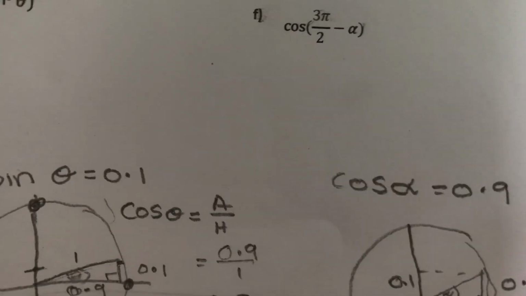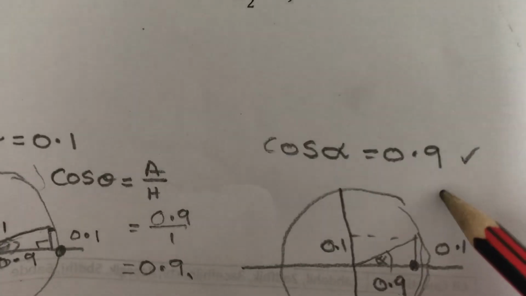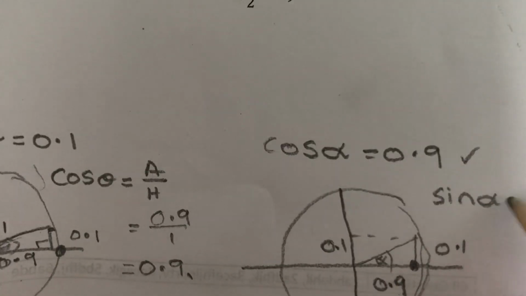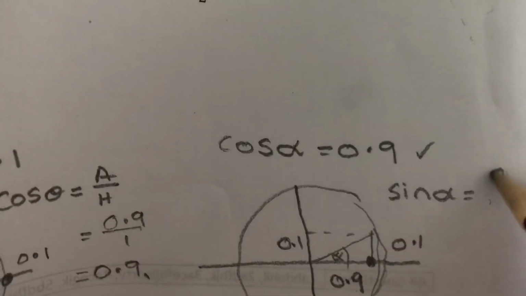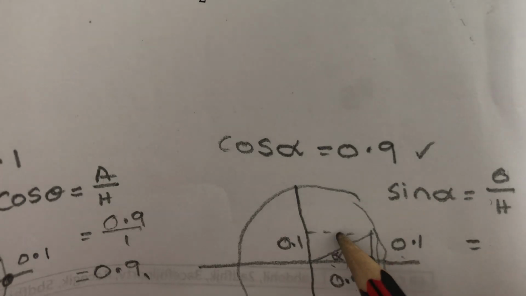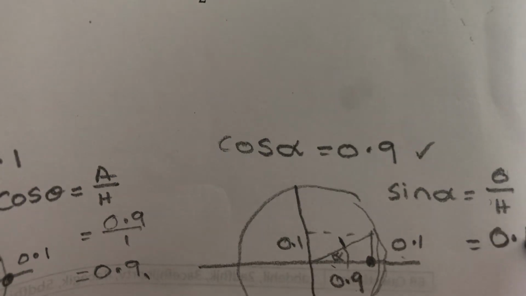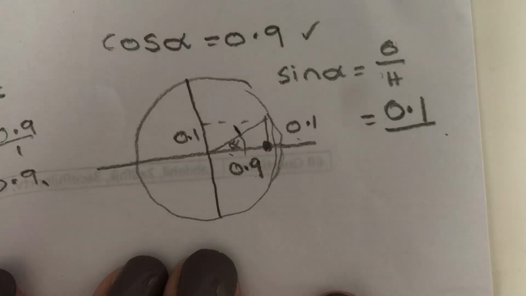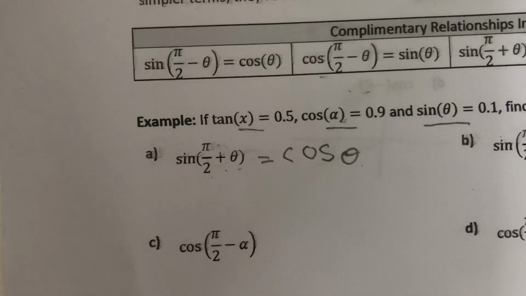So cos of this angle is 0.9. So therefore, we're going back the other way. Sine is opposite over hypotenuse. So here we are. So sine of this angle is in fact opposite over hypotenuse, which is 1. So it's 0.1. So you could fluke it in this way because they are the same values, but it is something that you need to be careful with.